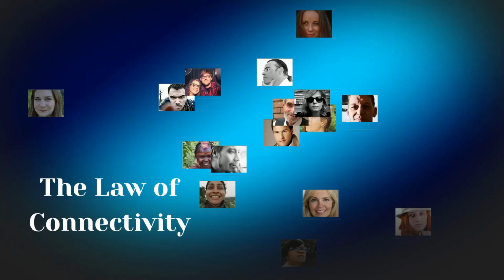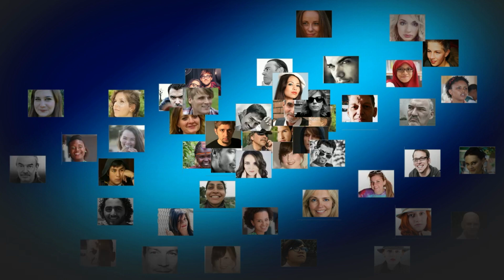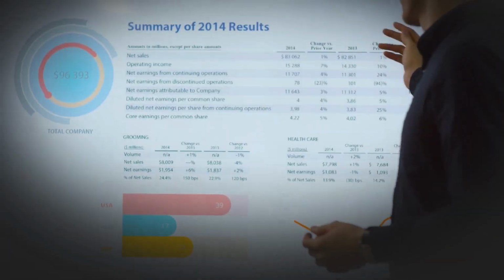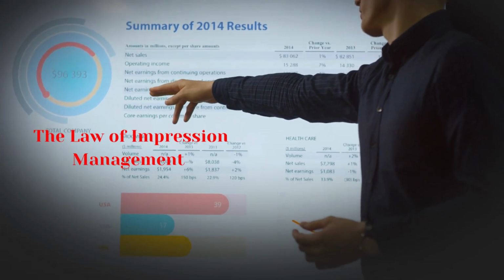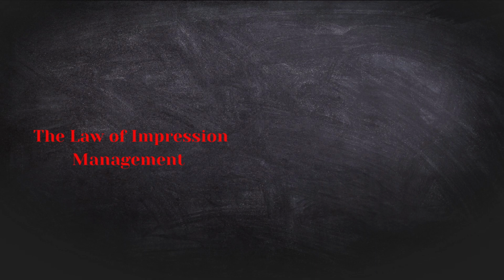Chapter 13. The Law of Connectivity explores the concept of connectivity and how establishing genuine connections with others can foster trust, influence, and successful social interactions. Chapter 14. The Law of Impression Management discusses strategies for managing and crafting impressions to influence others' perceptions, create positive impressions, and gain an advantage in social and professional settings.